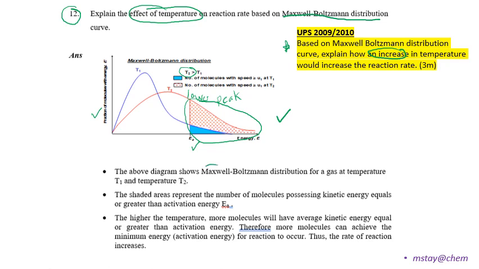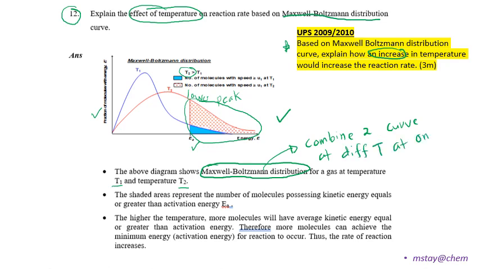The diagram above shows the Maxwell Boltzmann distribution for a gas at T1 and T2. This is why I mentioned just now that if you want to sketch the Maxwell Boltzmann distribution, you combine two curves at different temperatures in one graph. Then you have to label T1 and T2, indicating which one has the higher temperature. The shaded area represents the number of molecules possessing energy equal to or greater than the activation energy.